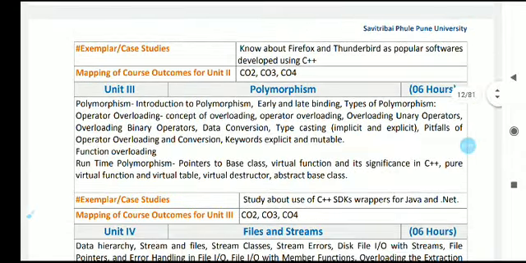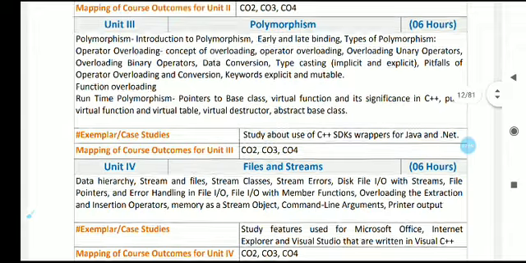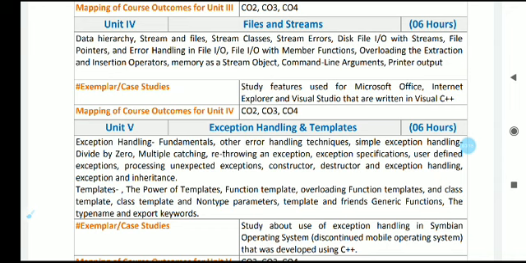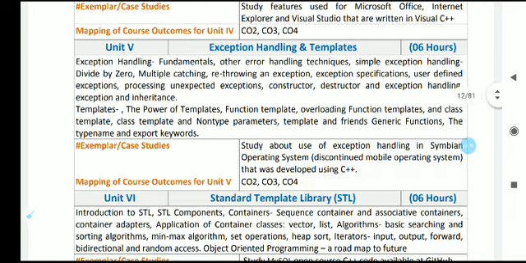Then the third unit is polymorphism, so how polymorphism is achieved in C++. Then the next unit is file and stream. In this unit we are going to see all the file related operations, how file operations take place in C++. The fifth unit is exception handling and templates. What is an exception, how to handle an exception, what are templates, and how to use templates are all covered in unit number 5.